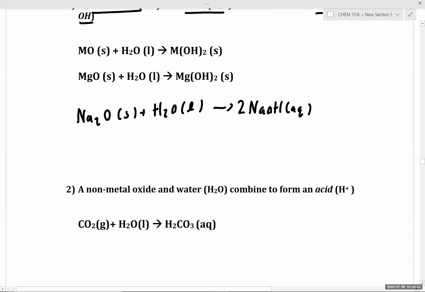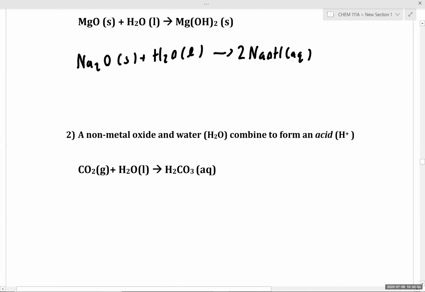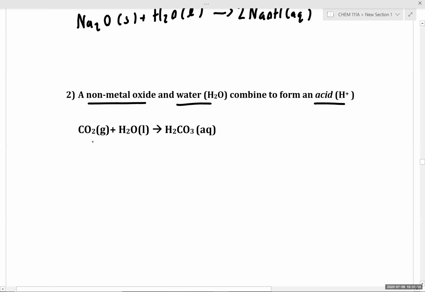Okay, let's look at another example, this time with non-metal oxides. If you have a non-metal oxide, it can combine with water to form an acid. That's why non-metal oxides are considered acidic. For example, carbon dioxide can react with water to make carbonic acid. Similarly, and this is one reaction you don't want to see up close, is SO3 or sulfur trioxide gas.